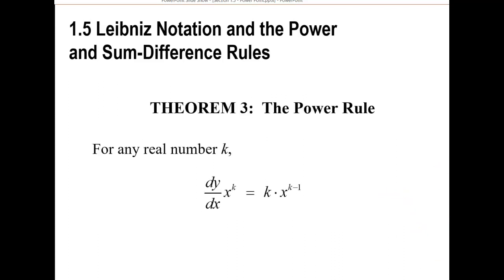All right, so our first theorem is what we call the power rule. For any real number k, the derivative of y with respect to x, if this is our function y equals x to the power of k, is found by taking the exponent k and multiplying it by x raised to the k minus 1 power. So the exponent comes down in front and becomes the coefficient, gets multiplied by the function, and then the new exponent is 1 less than what we started with.